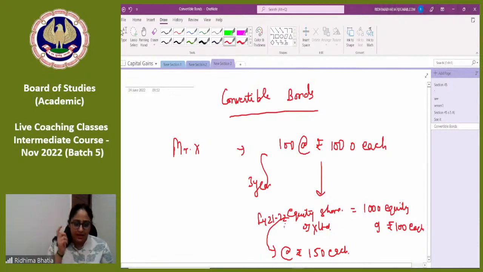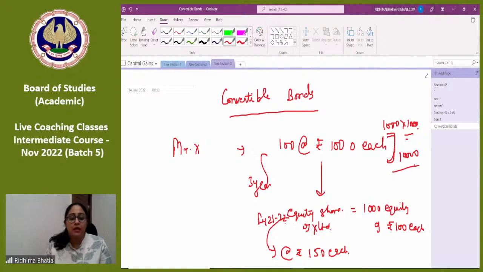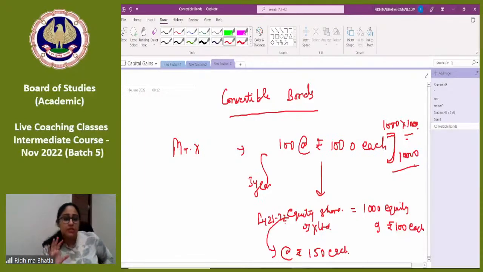Now you are Mr. X. What asset you had in hand, जिसके लिए आपने price pay किया था? You paid the price of 1,000 into 100, which is 1 lakh, for getting those debentures, right? अब ये debentures चले गए. These debentures are gone and converted into equity shares. You got equity shares. The asset has gone, which you actually purchased, but now you have equity shares.